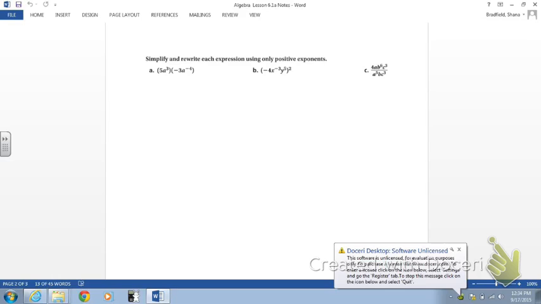Okay, on the second page it says simplify and write each expression using only positive exponents. So at the end we only want positive exponents. You'll see that we have some negatives. We're going to leave any negatives in there to begin with, and then we'll take care of those negatives at the very end of the problem.